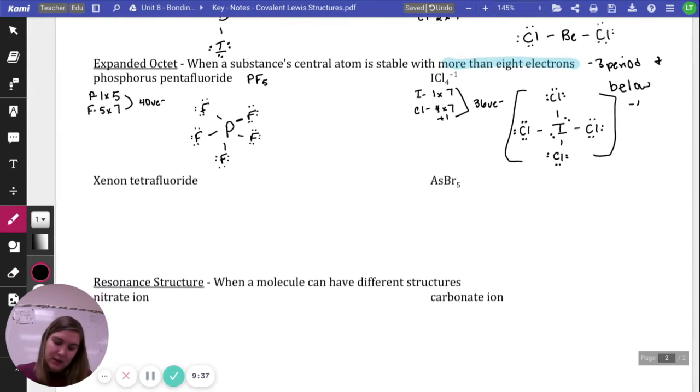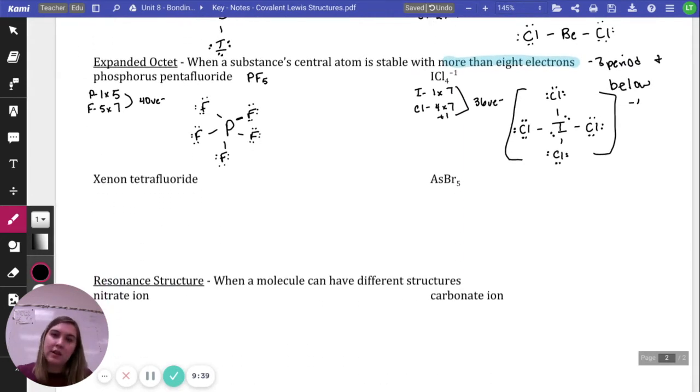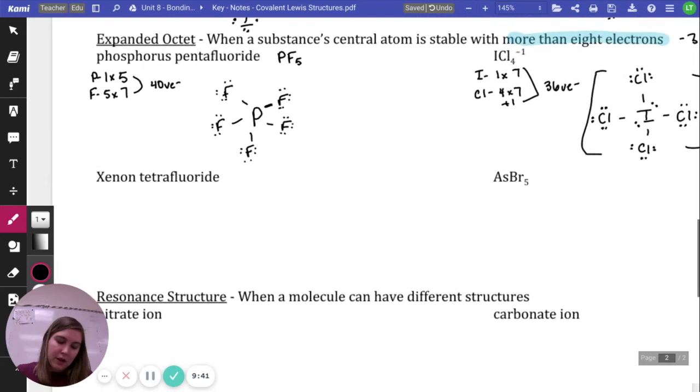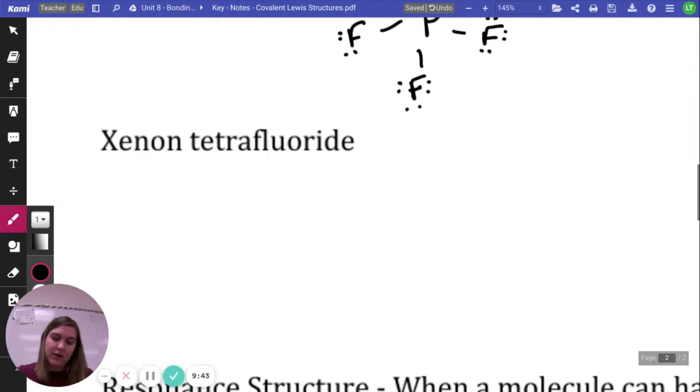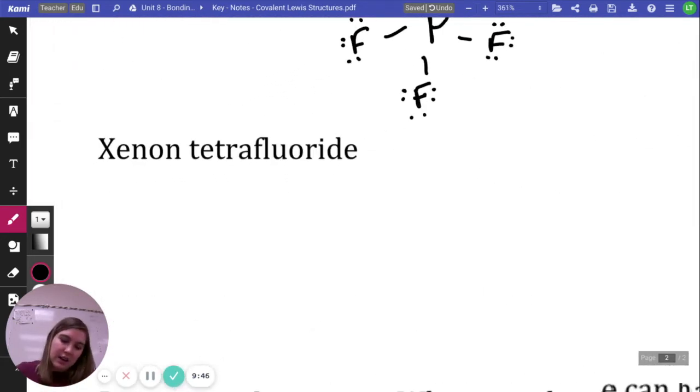All right. I'm going to do one more with you guys, and then I'm going to leave one for you guys to do here. I'm going to do xenon tetrafluoride. So xenon is Xe, and then tetrafluoride would be F4.